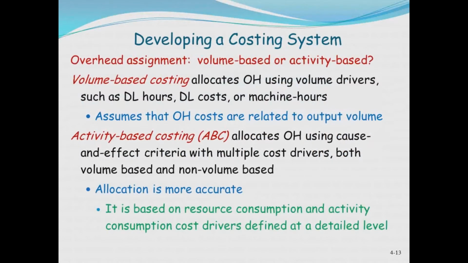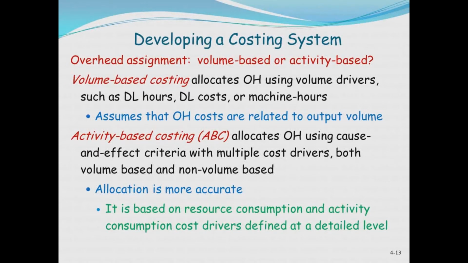Okay, those are the first two questions to answer. The third one is, do we use volume-based assignment or activity-based assignment? Volume-based allocates based upon drivers, such as direct labor hours, direct labor costs, or machine hours. And that assumes that the overhead costs are directly related to the usage of these drivers and ultimately to the volume of output. And there are some inherent flaws with this model, but in many companies, it's fine. It's important to say, just because it's not as accurate as activity-based costing doesn't mean that it's not acceptable.